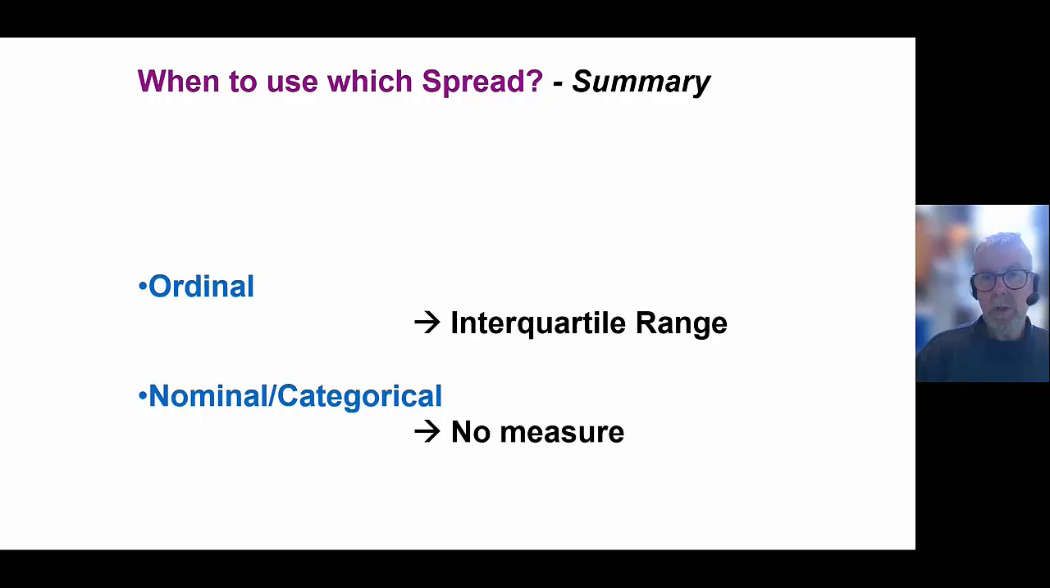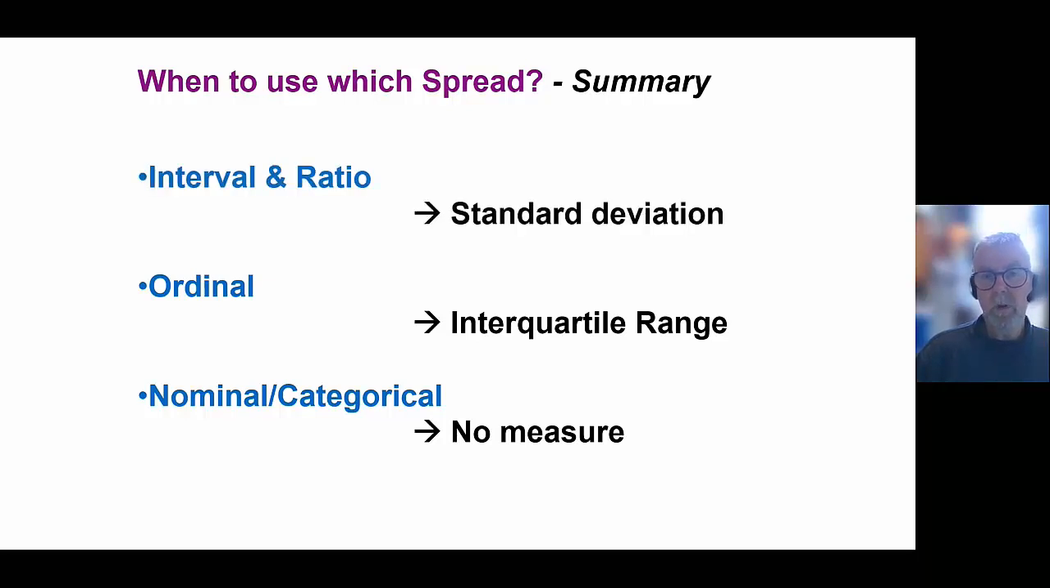Next, if your data is ordinal, i.e. ranked, then you should expect to be using the interquartile range. And finally, for interval or ratio level data, we would expect the measure of spread to be the standard deviation.